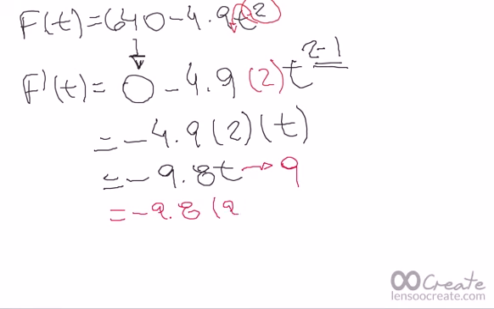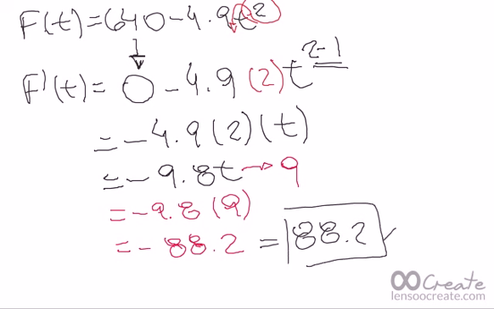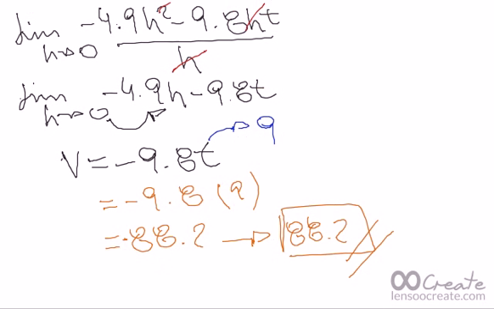So that will be minus 9.8 times 9, which equals minus 88.2. And again, because we're looking for the speed, this would be just 88.2. So we have two different ways and the same solution: 88.2.